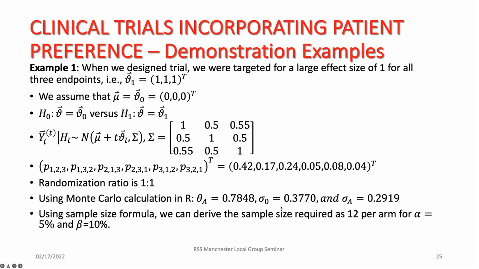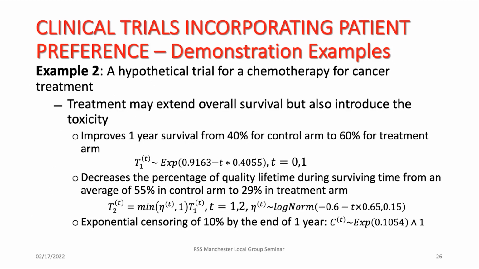And then we can derive the variance and the sample size: 12 patients per arm, total 24 patients, for a type 1 error, two-sided 0.05, and power 90%. So you can plan the study accordingly. And this can extend to many different kinds of endpoints. So I want to show an example here.